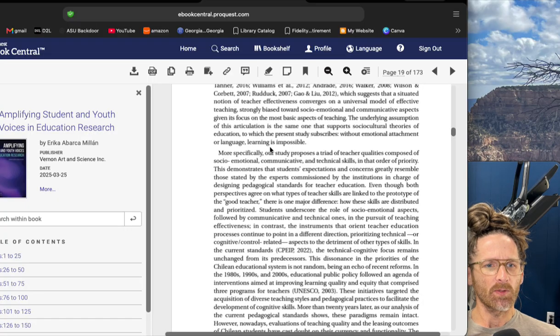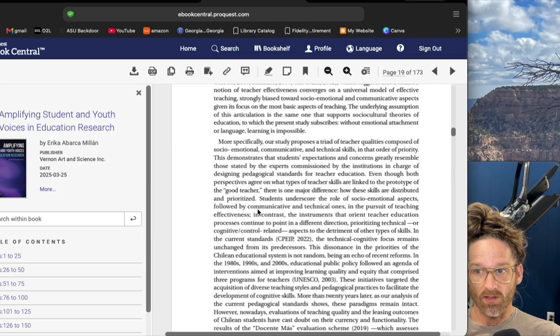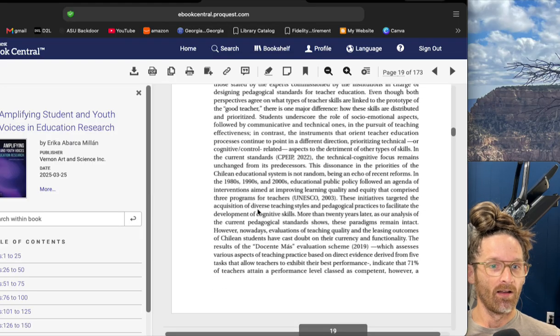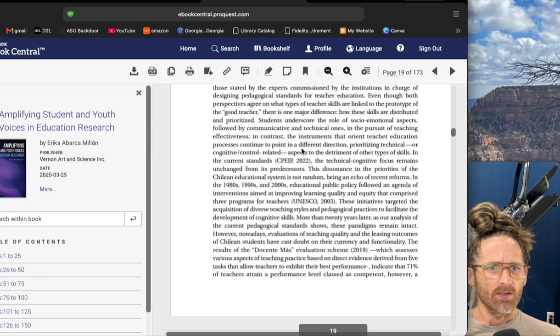Yeah, so here we go. More specifically, our study proposes a triad of teacher qualities, and so on. However, there's one major difference: how these skills are distributed and prioritized. Students underscore the role of socio-emotional aspects, followed by communicative and technical ones. So right there, students think the social-emotional skills are the most important. And if I remember, it was like 43%, because I looked through it. So that already tells me more than I got from those brief overviews. And then I picked, I think it was all from this paragraph right here.